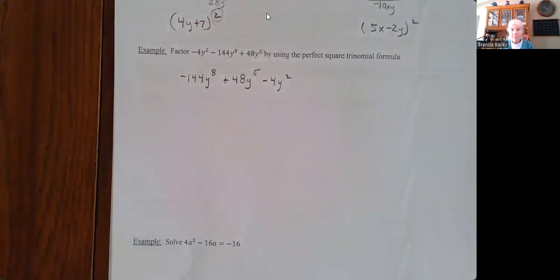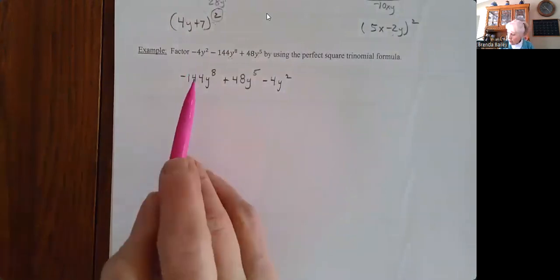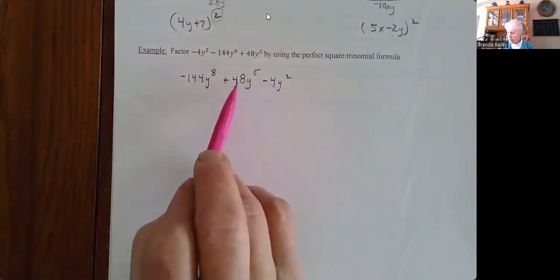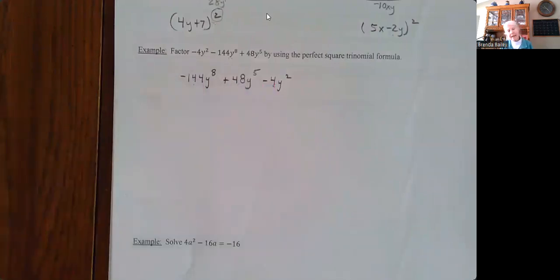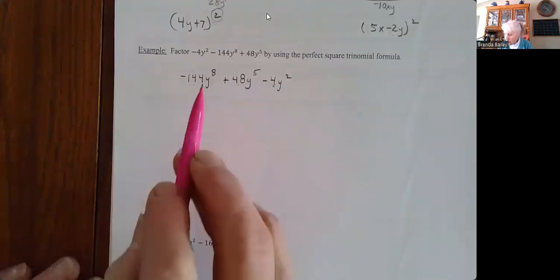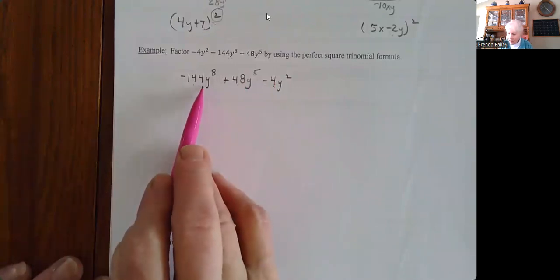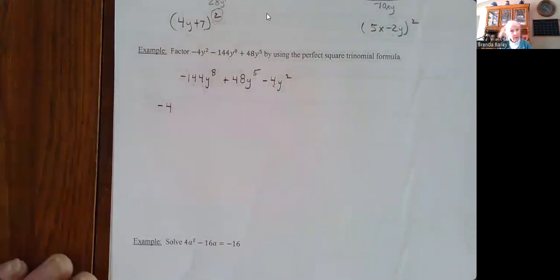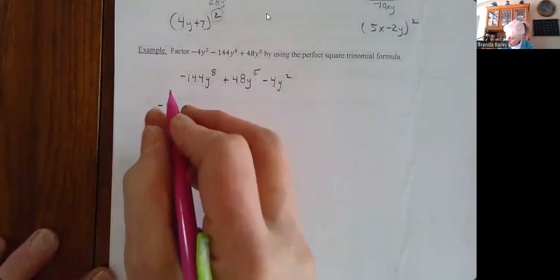Well, 4 goes into all 3 of these numbers. That's the largest number. Just always try the smaller number to see if it'll all go in evenly. And I'm going to take out a -4 because I want my leading coefficient to be positive. So I'm going to take out a -4. They also have variables in common. So I will take out a y².